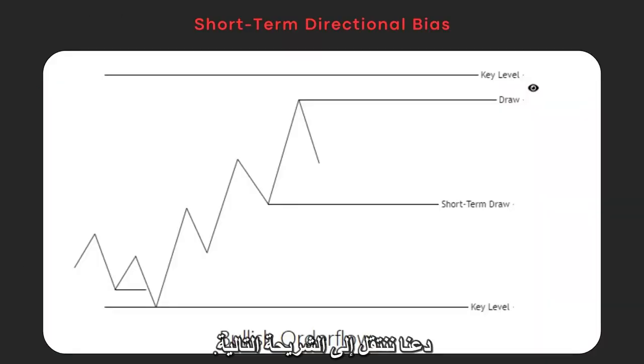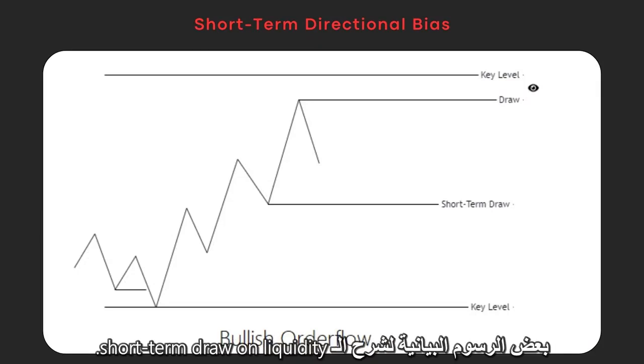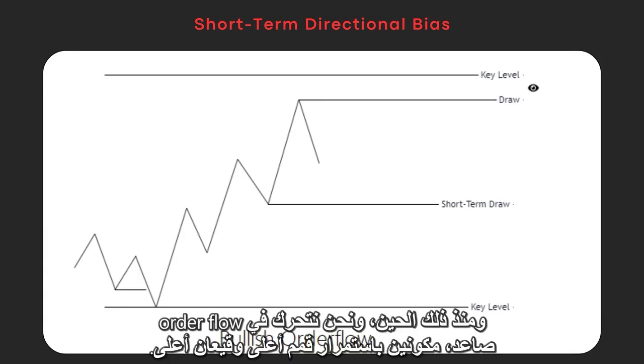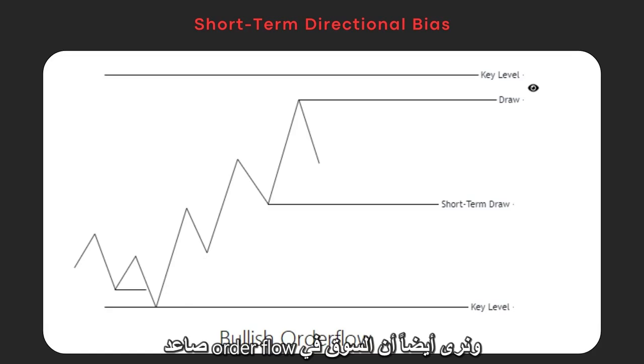Now let's move on to the next slide, and let's see some graphics to explain short-term drawn liquidity. So first of all, we've got this chart right here, right? You can see that we started out with testing a key level and purging below this low, and since then we've been moving in a bullish order flow, consistently making higher highs and higher lows. And we also see that the market is in a bullish order flow because it's rejecting below lows and breaking above highs, right?